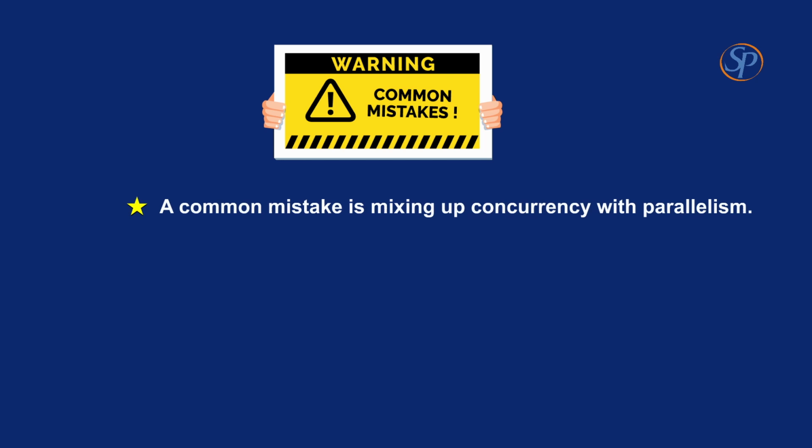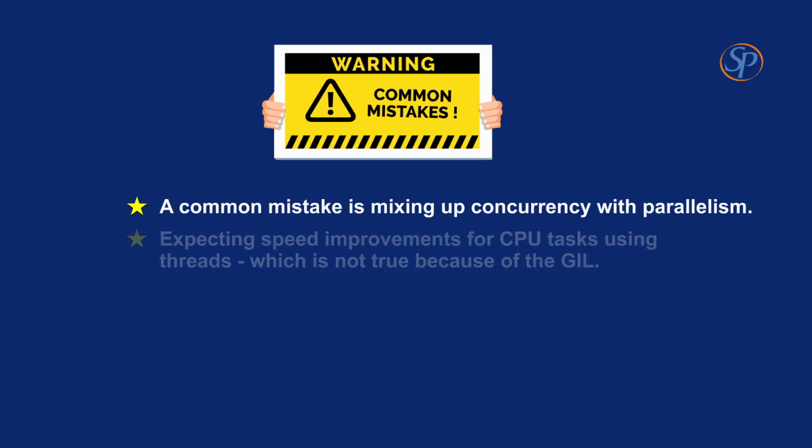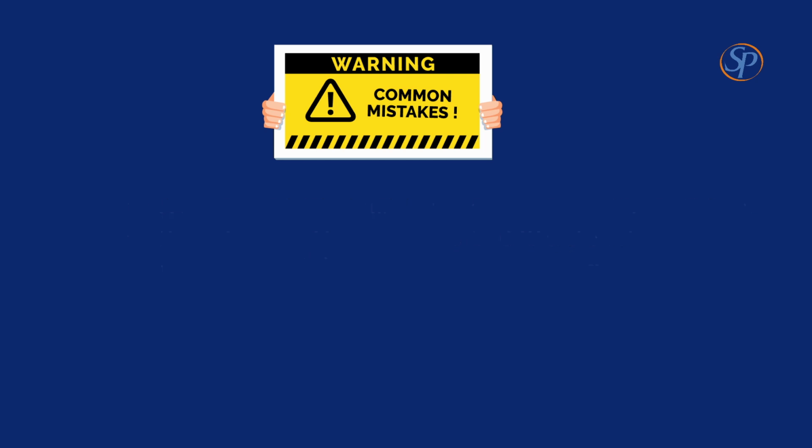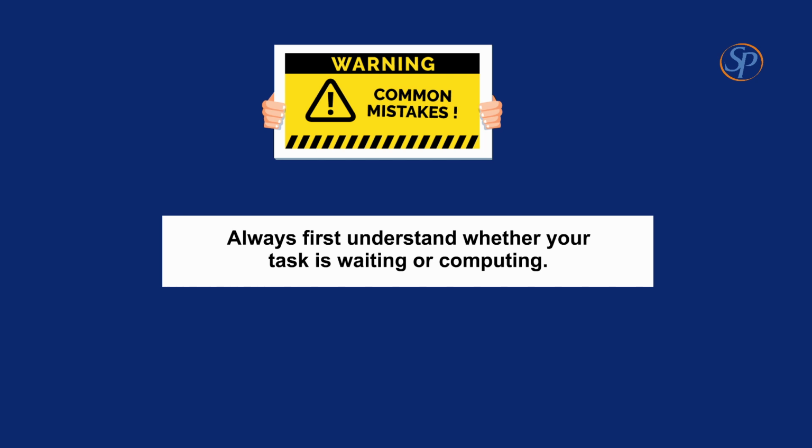Common errors. A common mistake is mixing up concurrency with parallelism. Another mistake is expecting speed improvements for CPU tasks using threads, which is not true because of the GIL. Always first understand whether your task is waiting or computing.